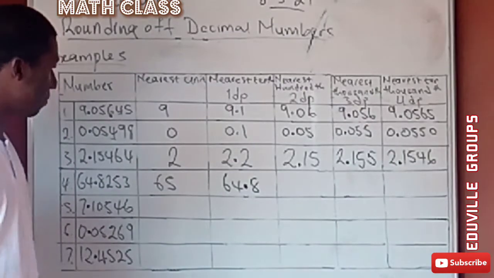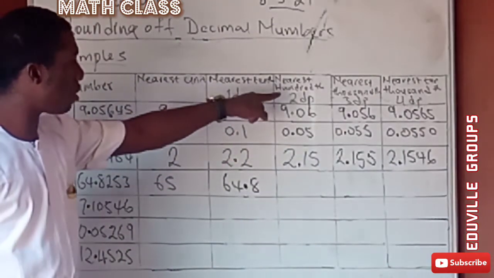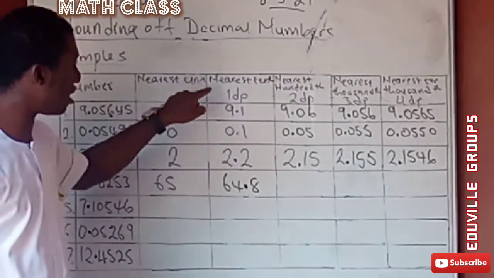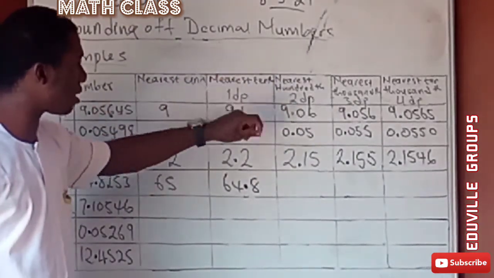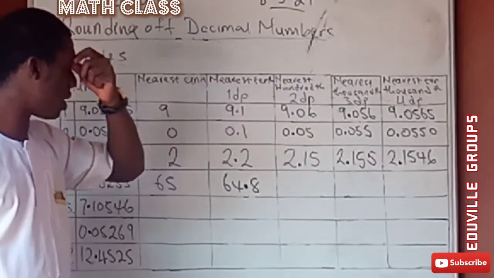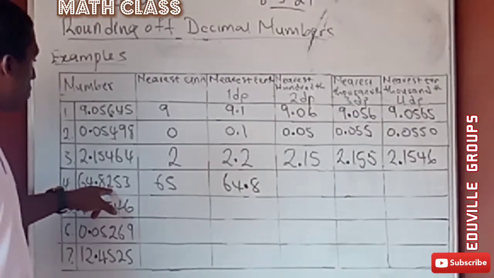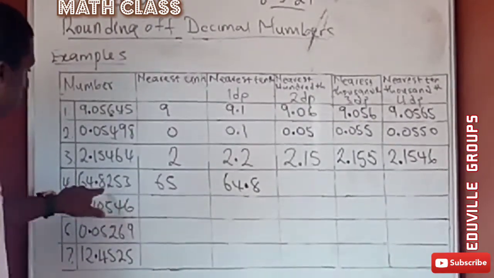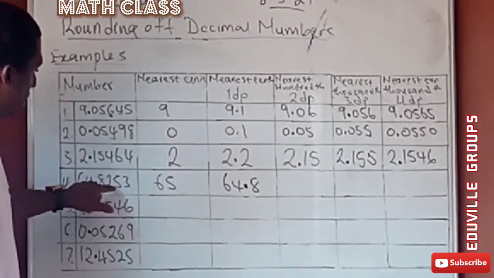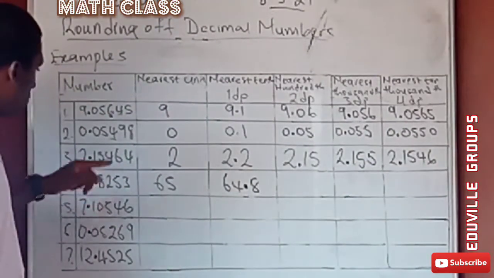Is that clear? Yes. So in the next column, we are rounding to the nearest what? 100 or 2 decimal places. Remember that nearest tenth is 1 decimal place, and nearest 100 is 2 decimal places. And therefore, the 2 decimal places will be 2. Because after the decimal point, the first number comes, the second number is 2. Therefore, 2 decimal places is 2.